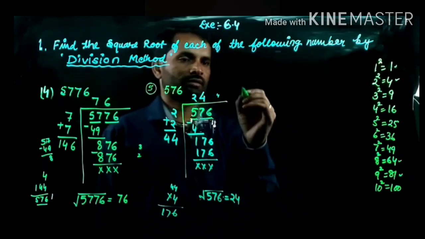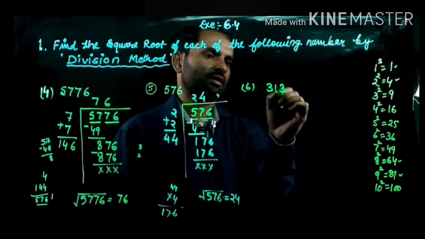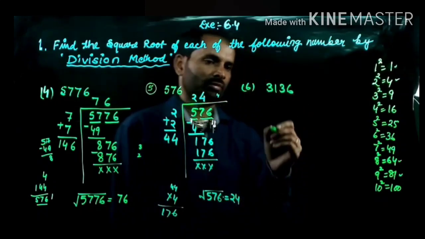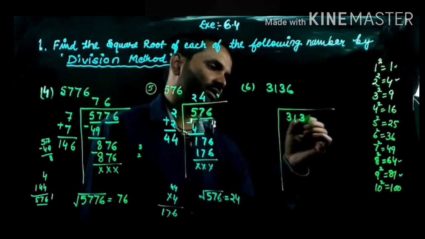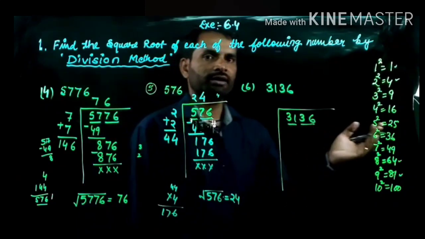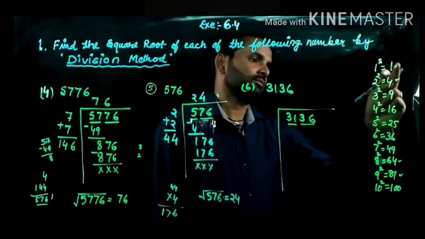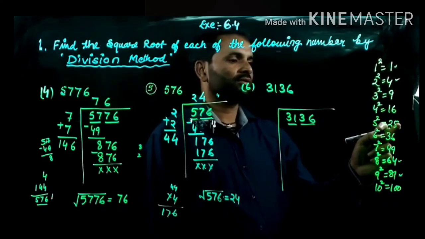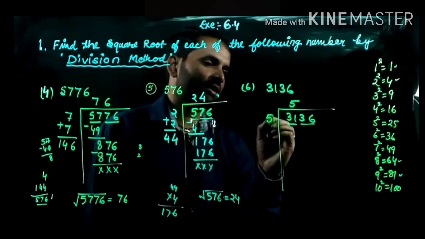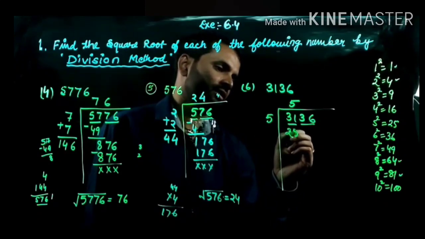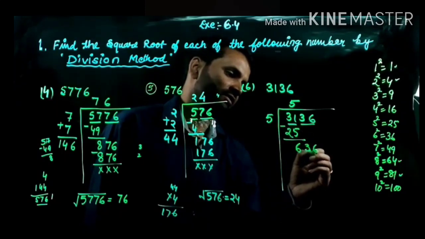Next is question number 6. Again the number is 3136, the same process. For 3136, first we make pairs from the right-hand side to the left-hand side, two numbers per pair, and first we choose 31. 31 is between 25 and 36. So you write 5, 5 5 is 25, and after subtraction the remainder is 6, pair 36.